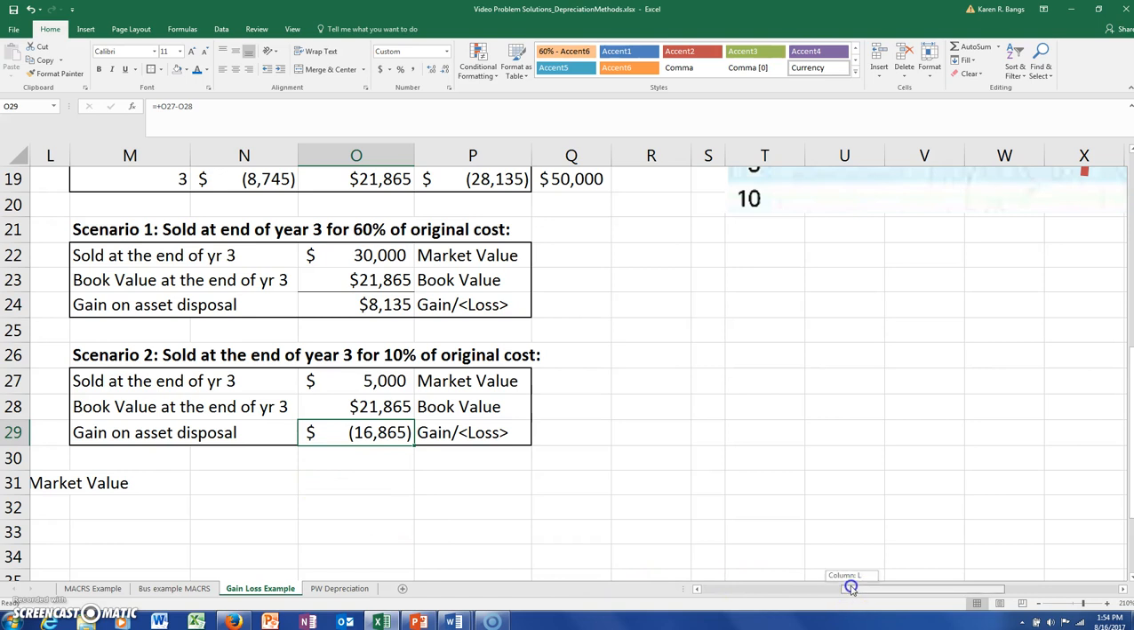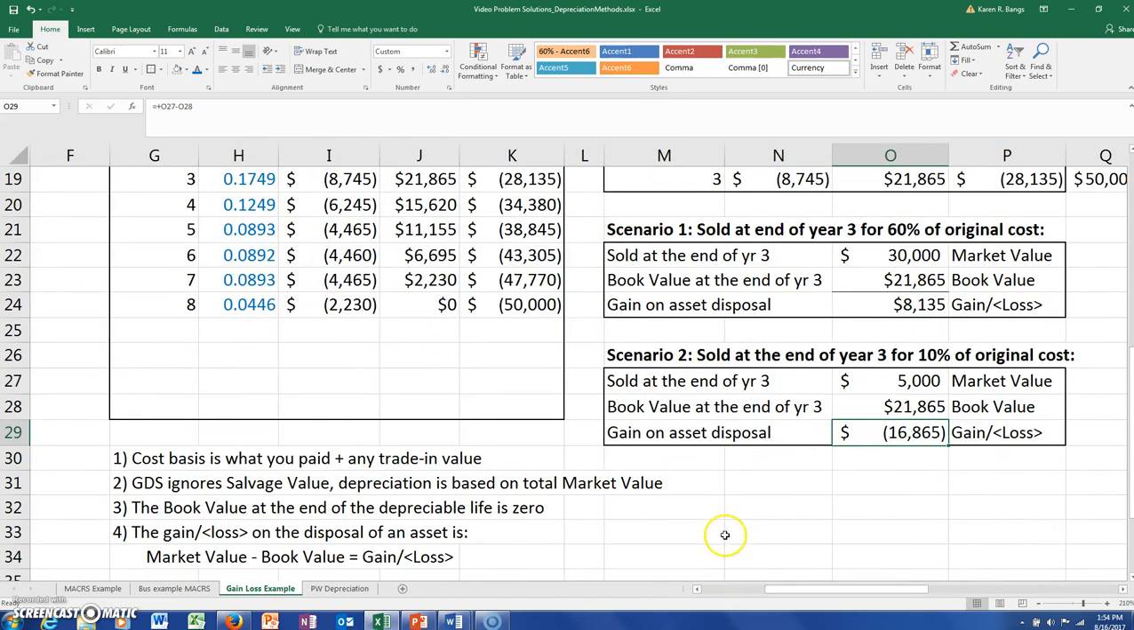All right, so that was how we handle asset disposal. We take the market value, what we're going to get for the asset at the time that we're taking it out of service, minus the book value, and that gives us a gain or loss on the asset disposal. So we write the book value down to 0 and either have a gain if the market value is higher than the book value, or a loss if the market value is lower than the book value.